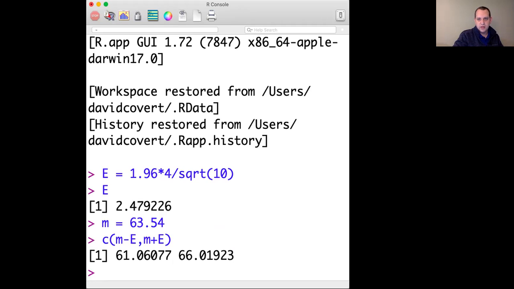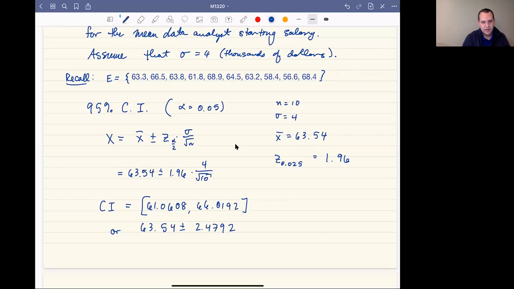Let me go back and show you the iPad here. But this is generally how we're going to compute the confidence interval. So this was our 95% confidence interval, or rather for alpha equals 0.05. Okay, so that's how we do this.